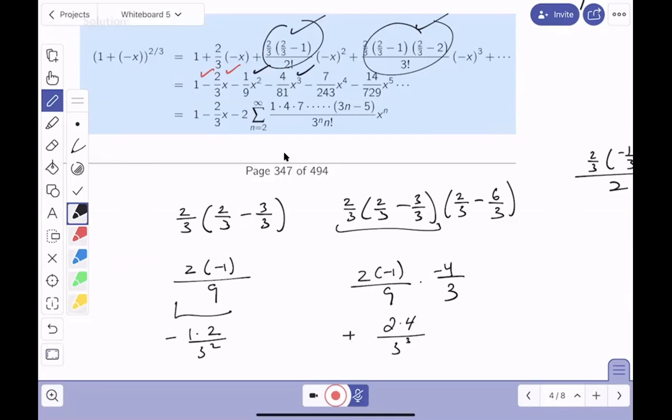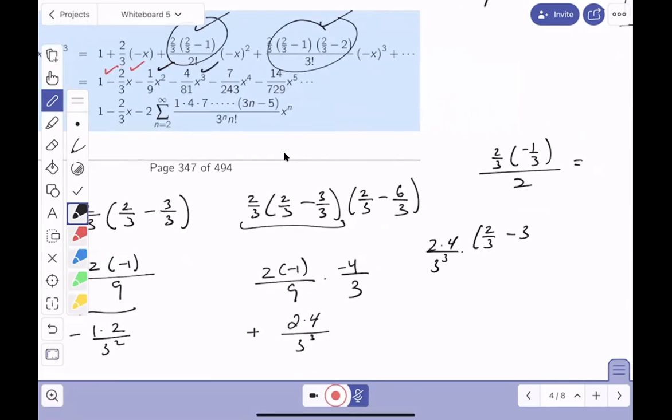And the next one, let me see if I need to move forward on it. Yeah, I think I do. Let me put the next one down. So the next one's going to be 2 times 4 over 3 cubed times the next term, which would be 2/3 minus 3. I got to do it. So it's going to be 2 times 4, 3 cubed. And this is going to be a 3 again. This is 2 minus 9. So what do you get over there?